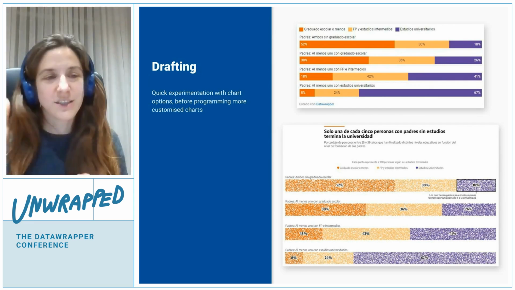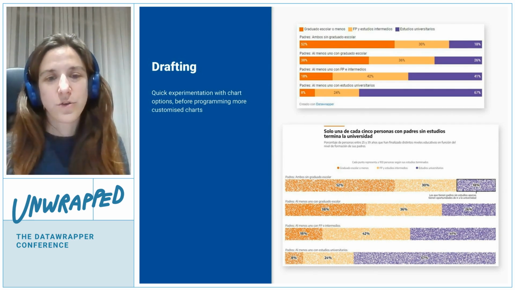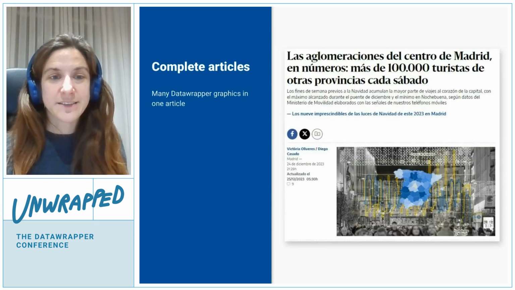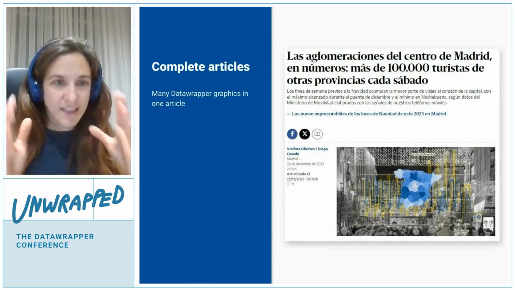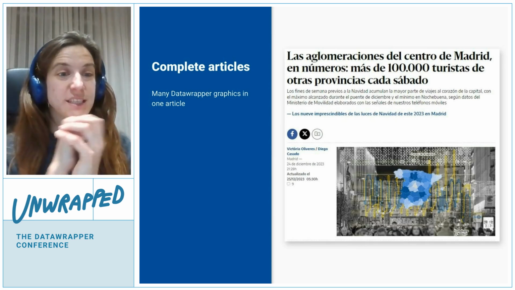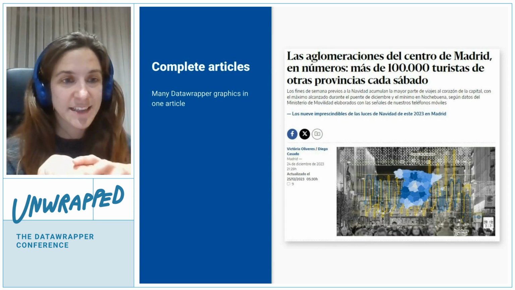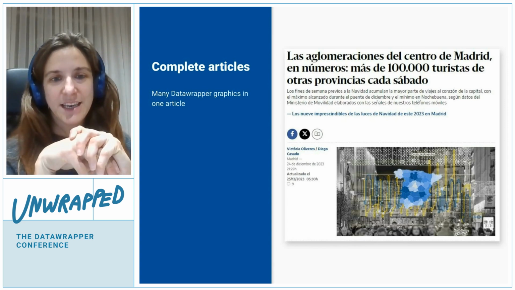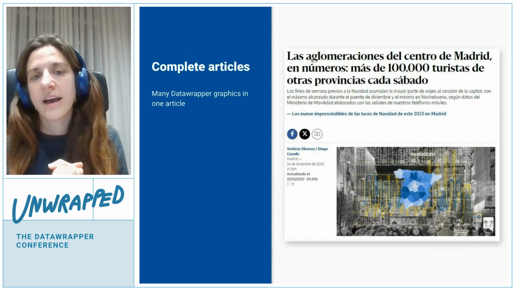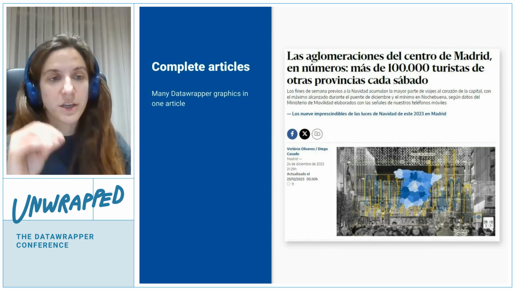But during all the process of visual analysis and then drafting of the final idea, we use Datawrapper for this project. And at the end, also sometimes Datawrapper makes it for all the article. It was an article about the crowds filling Madrid city center before Christmas. It was a thing that everybody was talking about, like, okay, yes, there's a lot of people in central Madrid, but nobody was putting numbers to it.